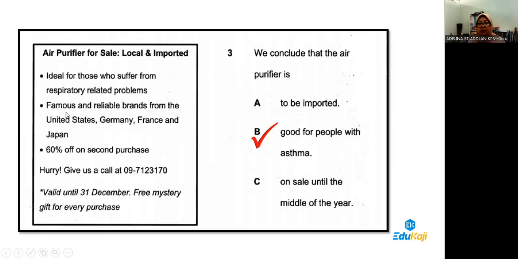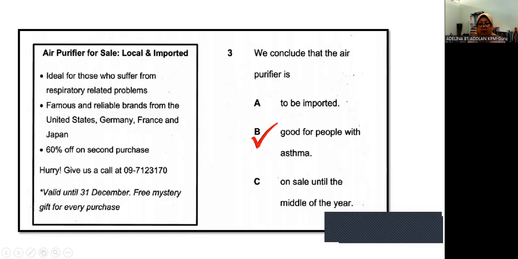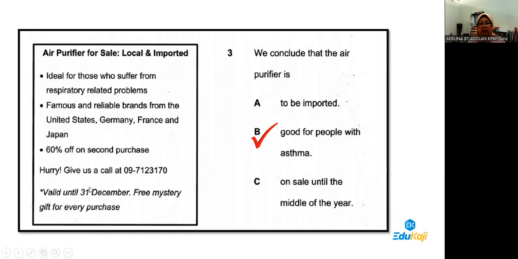Okay. Fabulous and reliable brands from United States and so forth, 60% off on the second purchase. And then hurry, give us a call at 09 and the number is there. So here it is already mentioned, valid until 31st December, free mystery gift for every purchase. You look at the given choices here, to be imported. Is it to be imported? No, it is not to be imported. It is already mentioned about the products. Okay, and then good for people with asthma.